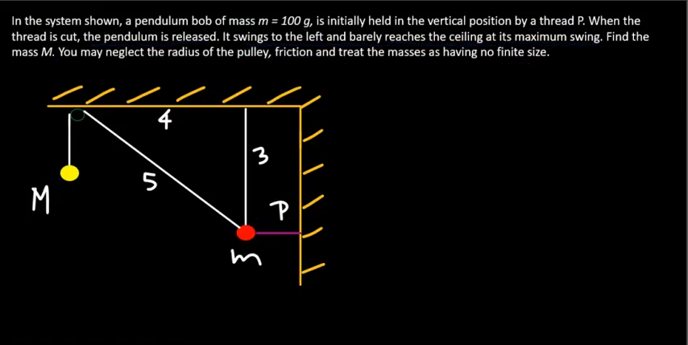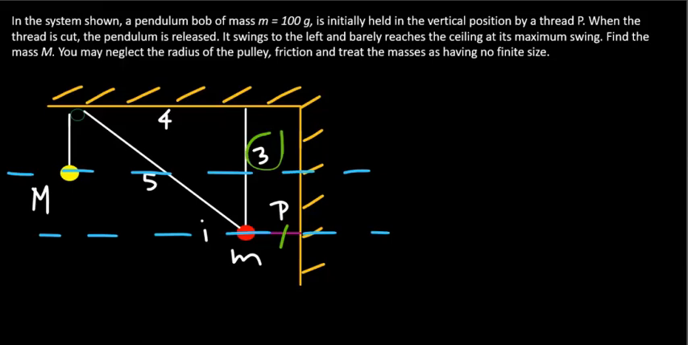So the diagram shows the initial state. The little m mass is at that level. The capital M mass is at that level. And both of them are at rest. Now let's see what happens when you cut this thread. When you cut that thread, the pendulum would start to swing because this portion of the string will pull the pendulum to the left. At the same time, the capital M will go down.